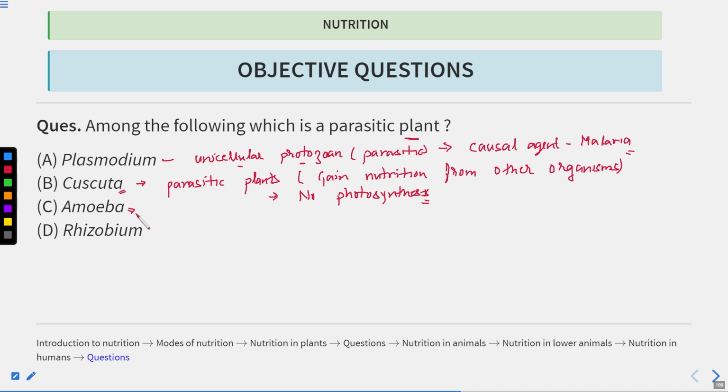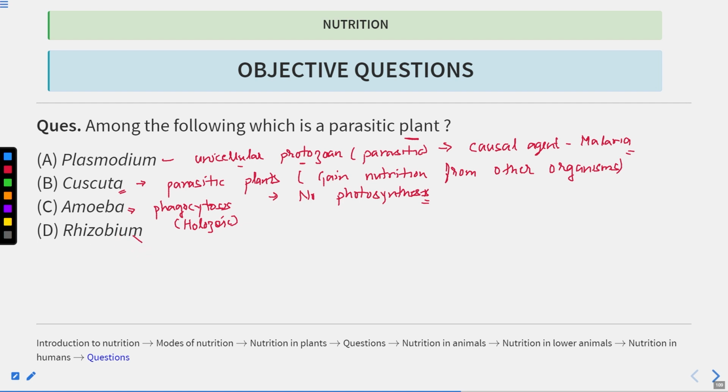Amoeba, you know, amoeba is also a unicellular organism, and it attains its food through the process of phagocytosis. Okay, and the mode of nutrition in amoeba is holozoic. Holozoic also we have already discussed. What is holozoic? When the organism consumes food of various types, and then this food is later on digested, assimilated. Alright.